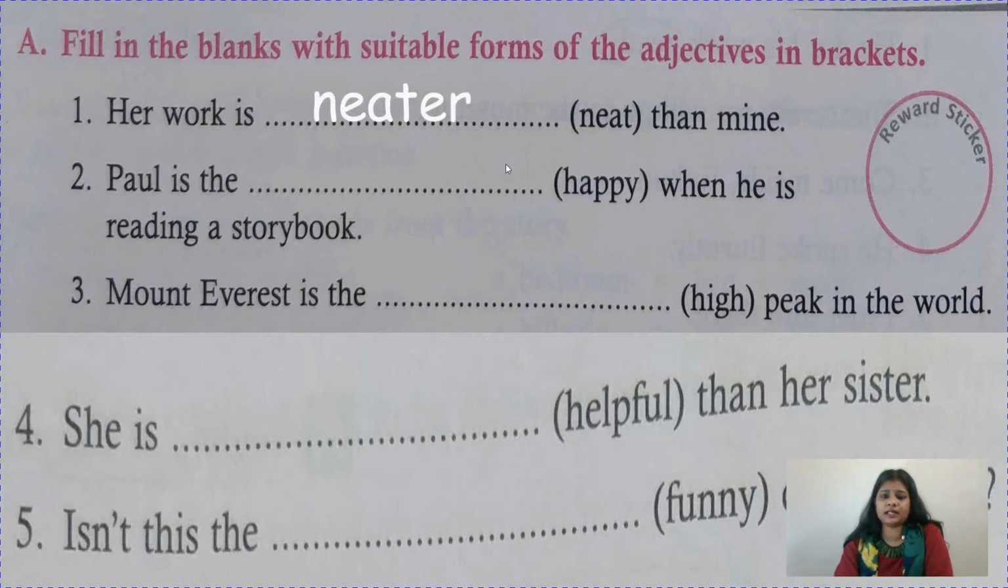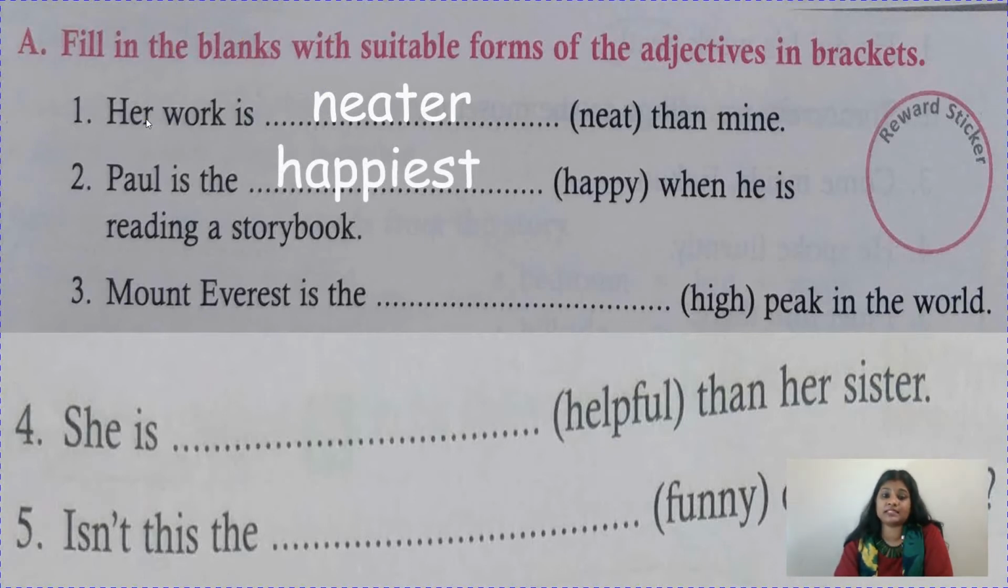Now, Paul is the dash when he is reading a story book. Children, one more thing I want to tell here. In positive degree, we use an article a or an. In comparative degree, we use than. And in superlative degree, we use the article the. So children, can you see here the? So when is Paul happiest? So you can write here superlative degree. Paul is the happiest when he is reading a storybook. It means we are comparing from all the activities that Paul is doing.